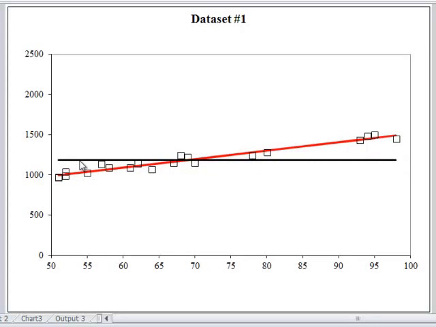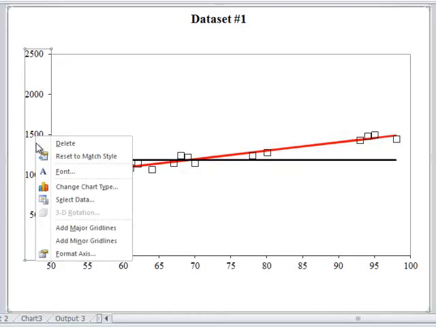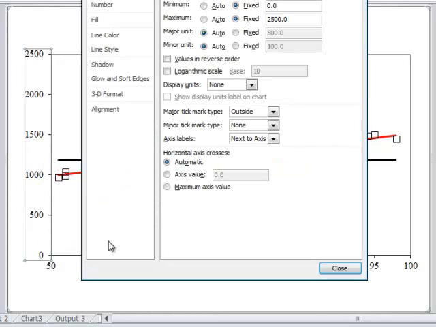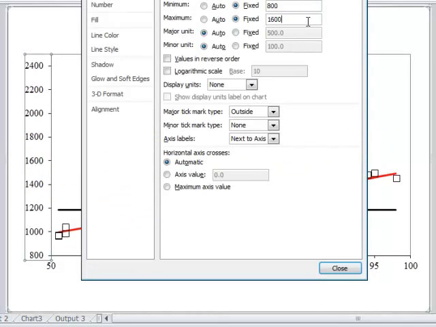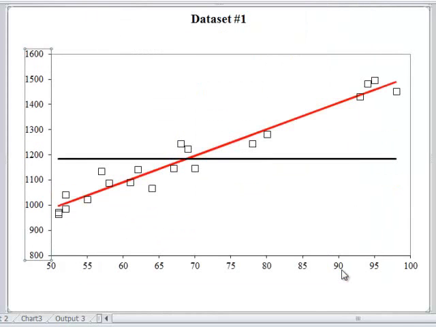Now we could see this more clearly if I zoomed in a little bit on the range of data being displayed, which I think I'll do real quick. I'm going to change the parameters on this axis, and I'm going to plot from 800 to 1600, and all I'm doing here is just zooming in a little more on what we're looking at.